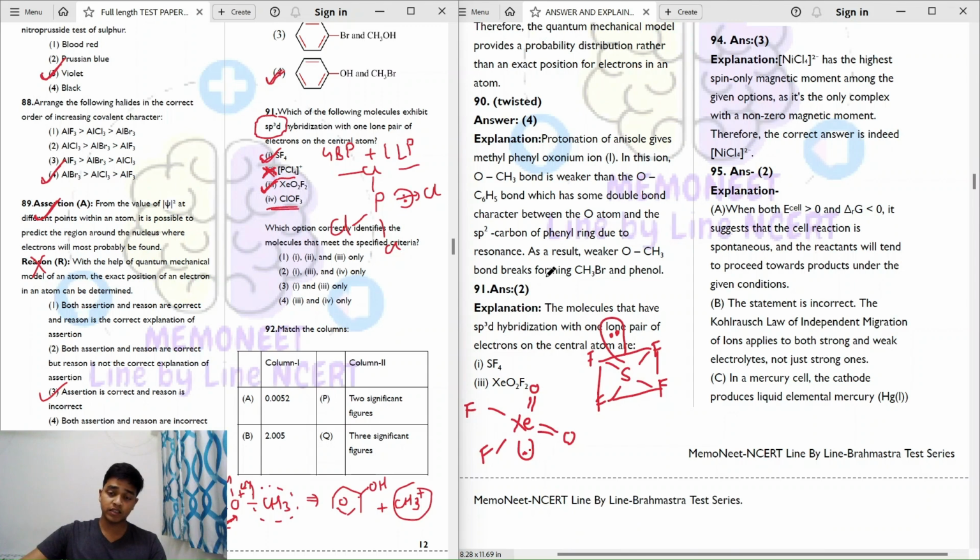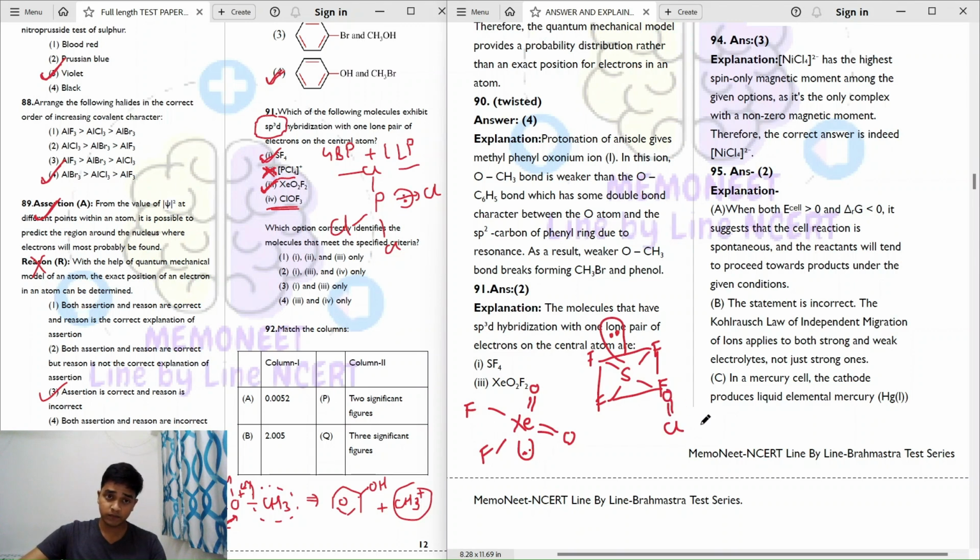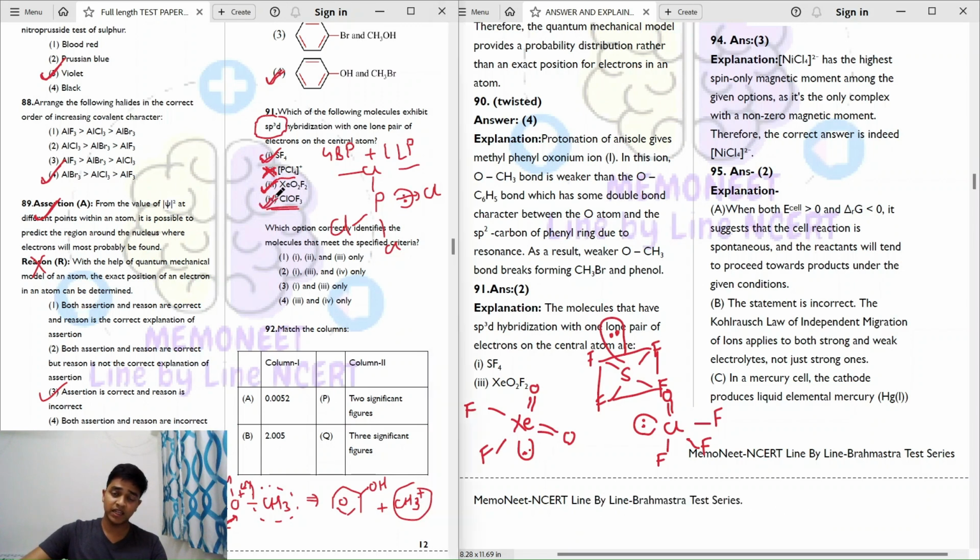And if we take a look at ClOF3, chlorine has seven valence electrons. It will form a double bond with one oxygen, then a single bond with one fluorine atom each. So this gives us four bonds, and there will be one lone pair. So 4 also gives us sp3d hybridization with one lone pair of electrons on the central atom. So the correct answer will be 1, 3 and 4, which is option 2.